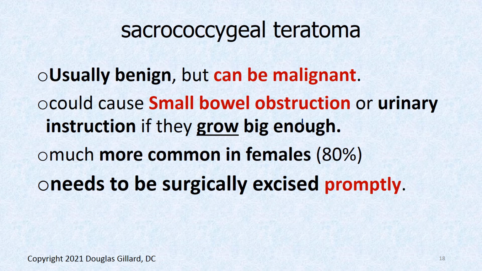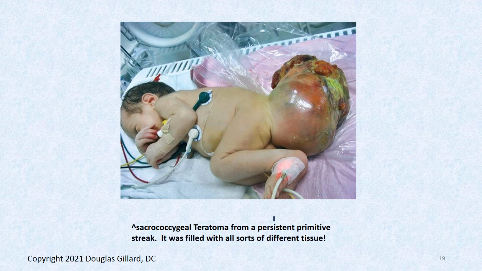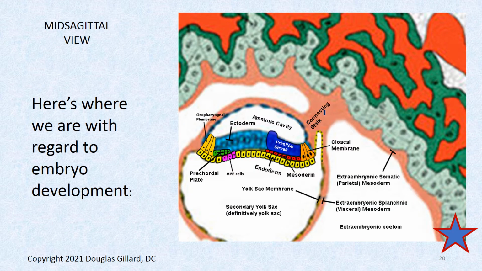But all right, as I said, they're usually benign, but sometimes they can be malignant. They can grow inward as well and cause small bowel obstruction and urinary obstruction. They need to be taken out. These are really common in females. About 80% of them show up in females, and they need to be removed quickly before they cause all sorts of trouble. And there's a nasty one that looks quite cancerous, and this was a bad one. I still think the child made it out of the hospital in this case report, but there's no long-term follow-up, so you don't know how these kids do.